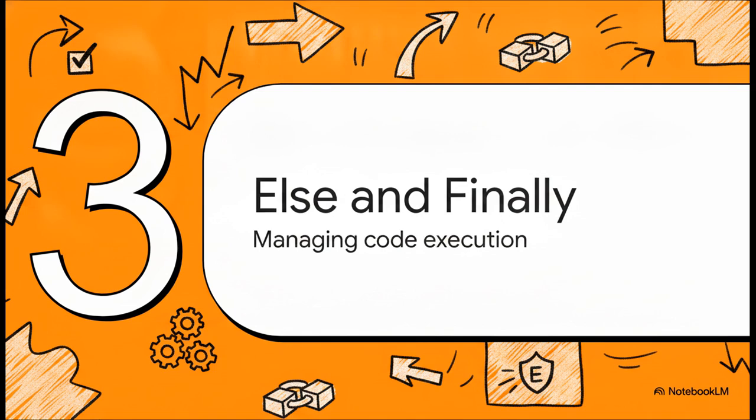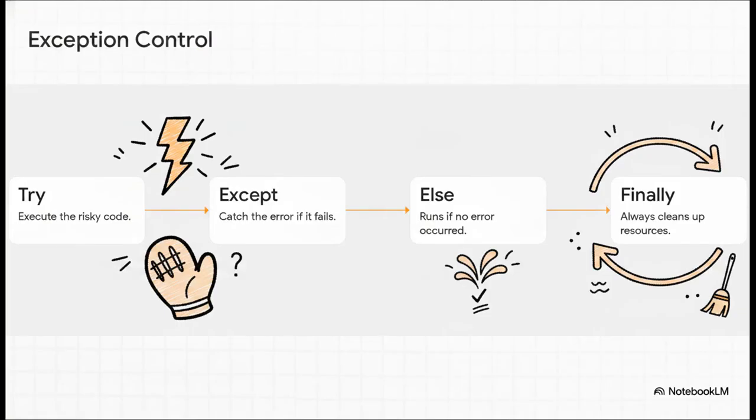Section 3. Else and finally blocks. Let's piece this whole flow together, because Python gives us two more awesome tools for control flow: else and finally. It's incredibly logical when you break it down into 4 steps.